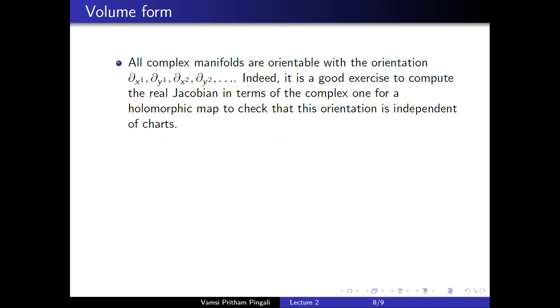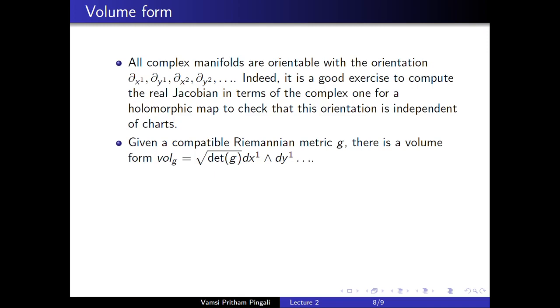Alright, so anyway, the bottom line is complex manifolds are orientable. So in particular, if you give me a non-orientable 2n dimensional manifold, it cannot be a complex manifold. Alright. So suppose you take a complex manifold and take a compatible Riemannian metric.